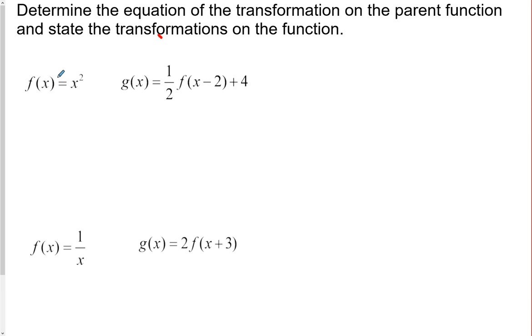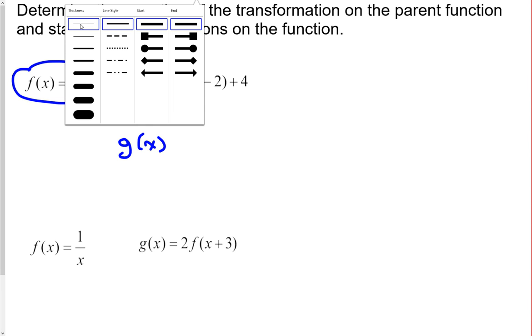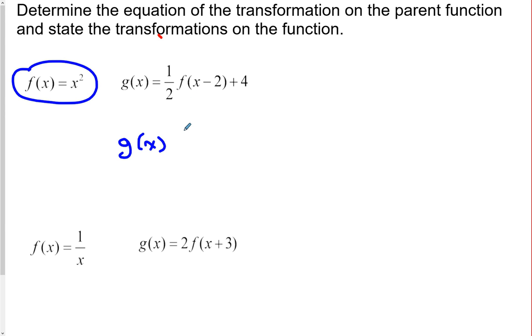So we're starting with a parent function of a quadratic. f of x is x squared. Let's write our transformed one. It's going to look like this. It's going to start with g of x. And I notice I have a half out front and I have a +4 at the end.